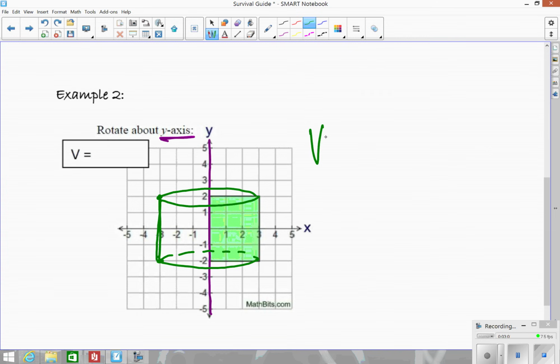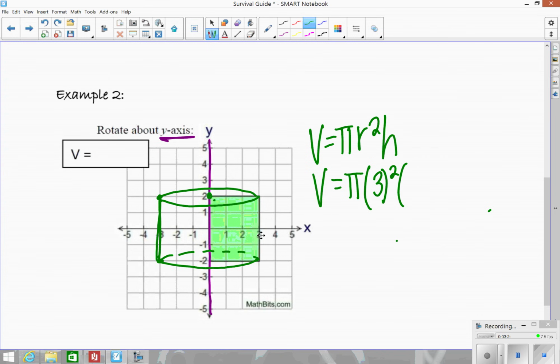So when I go to find the volume, I'm just going to use my volume formula. So pi r squared times h. The volume will end up being pi times the radius. So remember, the radius is just going to be the width of the rectangle, so that'll be 3. And then the height will be 4. 1, 2, 3, 4.